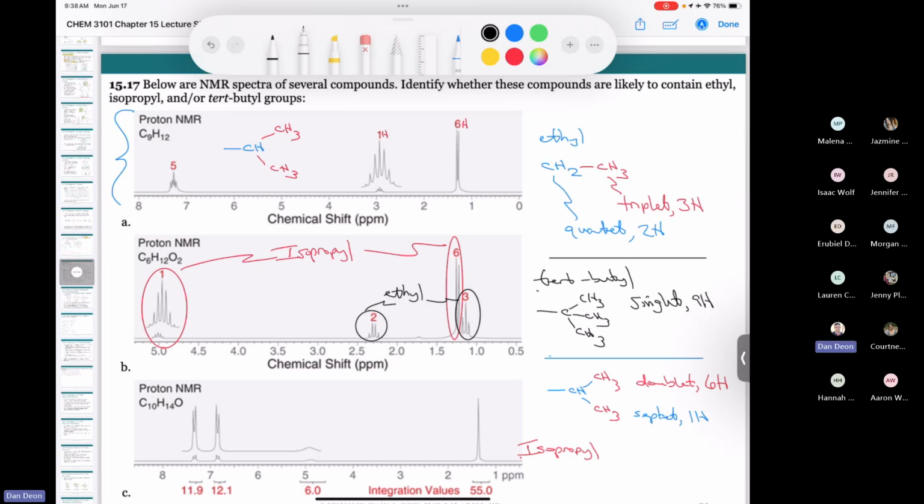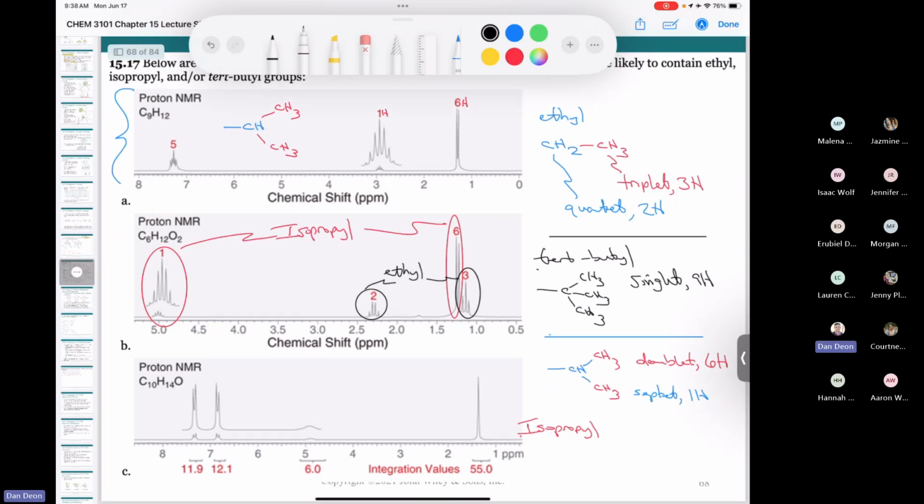Good. And what about the last one? Does anybody recognize anything in the last one? Keep in mind they gave us the integration values at the bottom. So they make you do a bunch of extra work in this one. But if you figure out the relative integrations here, this is 2 protons, 2 protons, 1 proton, and 9 protons is the way that it works out. Yeah, thanks, Hannah. It's a tert-butyl. So you have a singlet that integrates for 9 protons. So this is a tert-butyl.